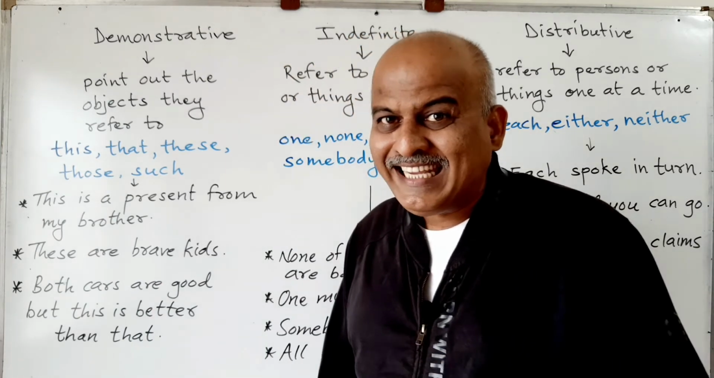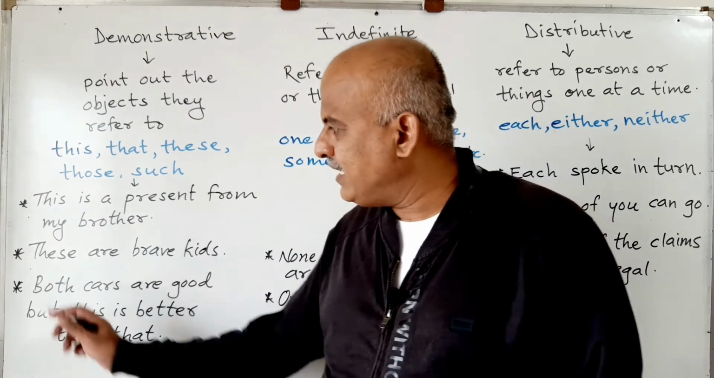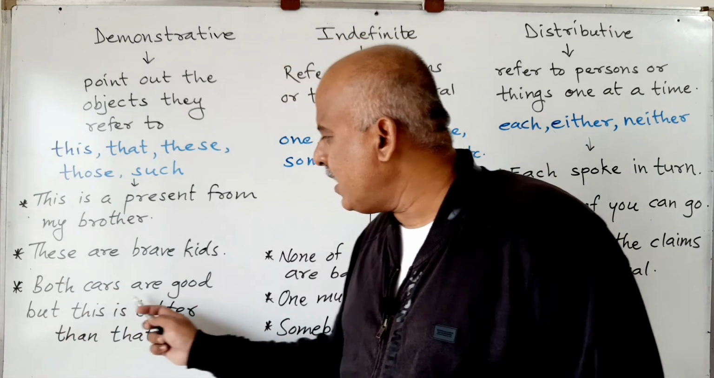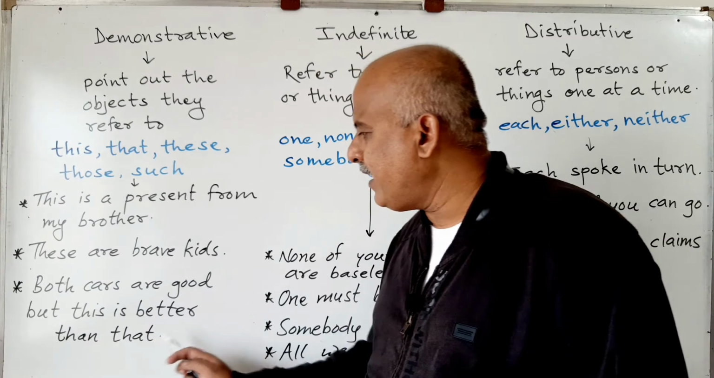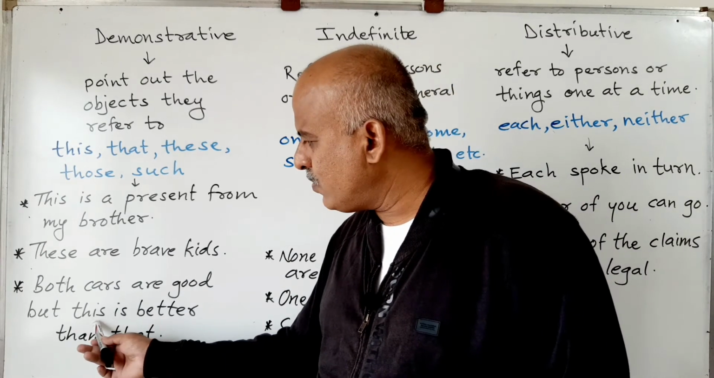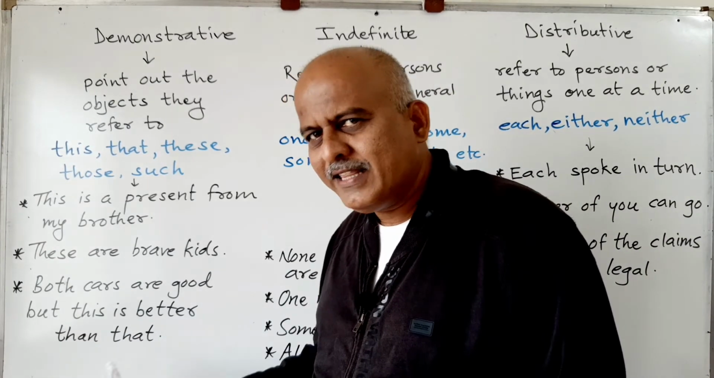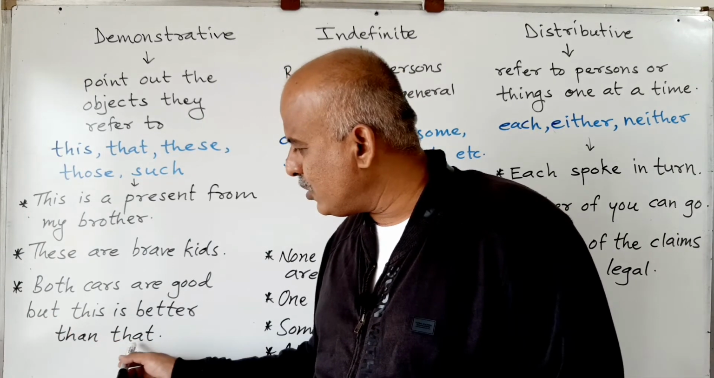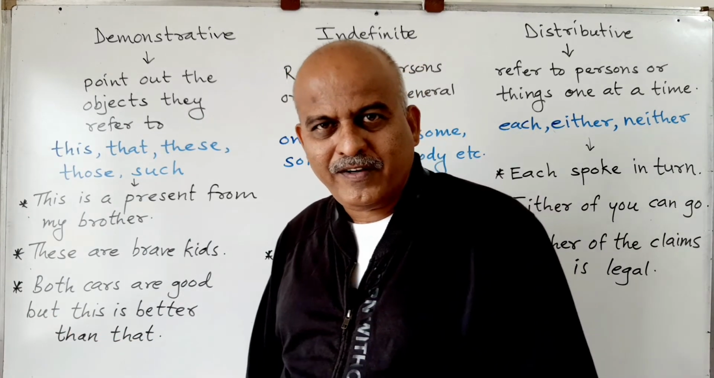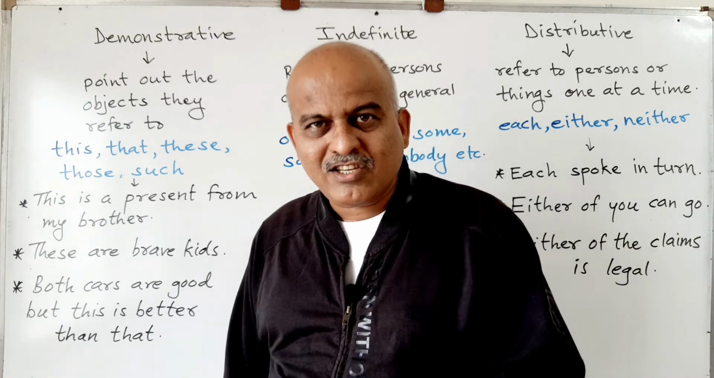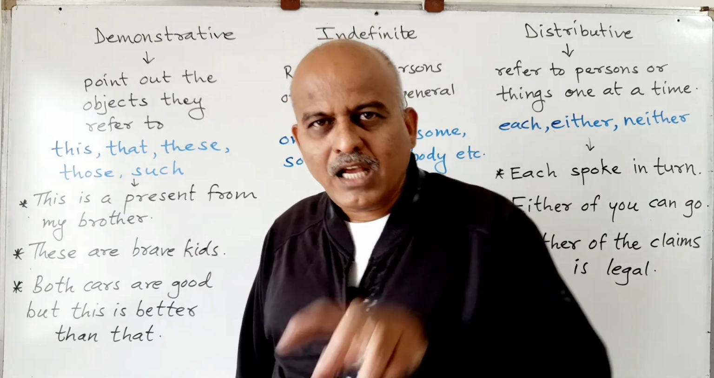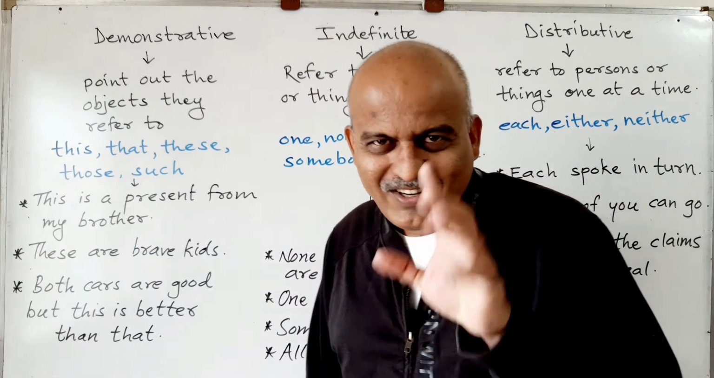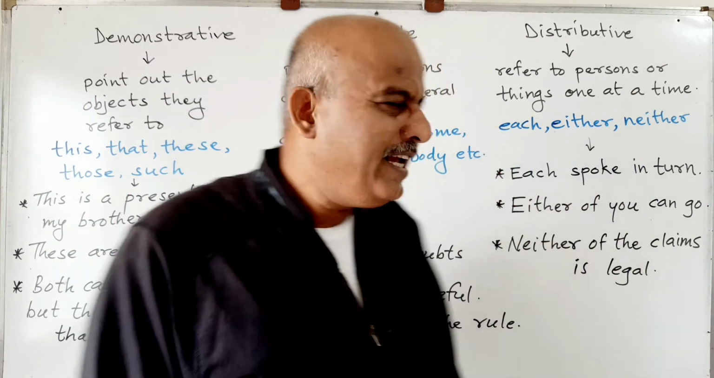But if I say these kids are brave, then this becomes a demonstrative adjective. Both cars are good, but this is better than that. This demonstrates a car, that demonstrates a car. So these are the demonstrative pronouns. But if somebody says this car is better than that car, this becomes a demonstrative adjective. Got it? Let's move forward.